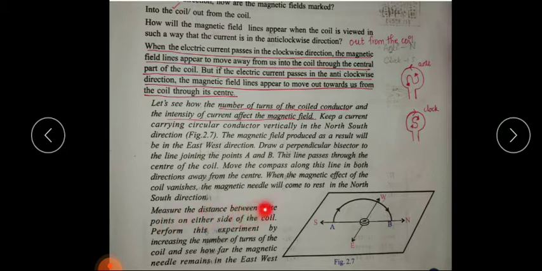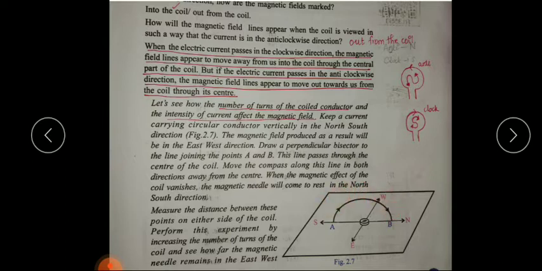Measure the distance between these points on either side of the coil. So you have to measure the distance on both sides. Perform this experiment by increasing the number of turns of the coil and see how far the magnetic needle remains in the east-west direction. So you have to perform the same experiment by increasing the number of turns.